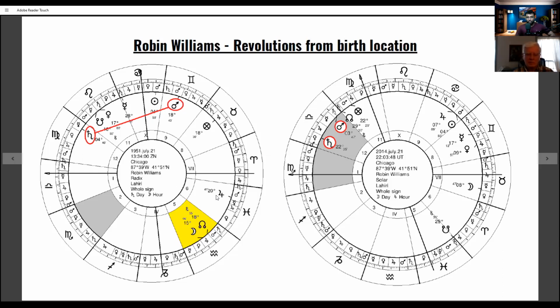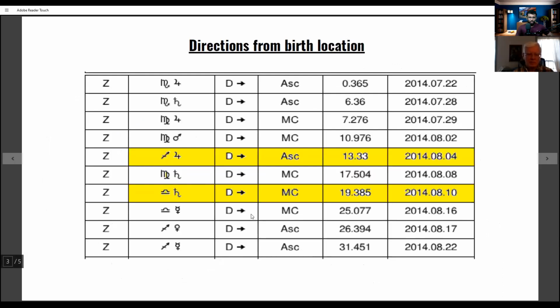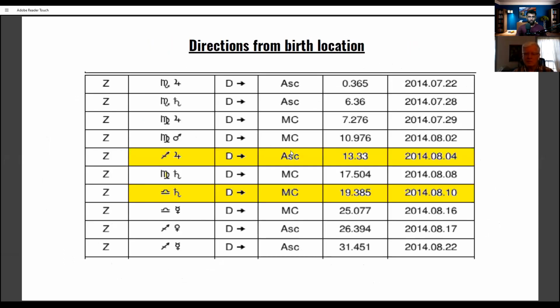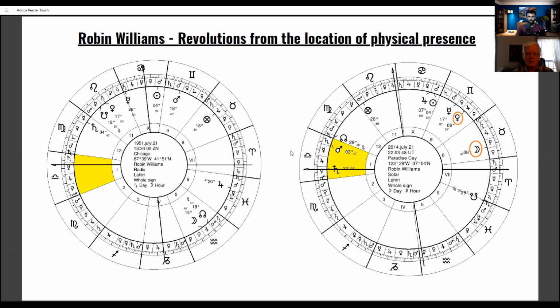And the MC is placed in the bounds of Saturn, and we already spoke a lot about Saturn here. It's in the 12th house in both natal and solar return, and also has a prominent aspect with Mars in both charts. So I'll just move on to the location of physical presence.